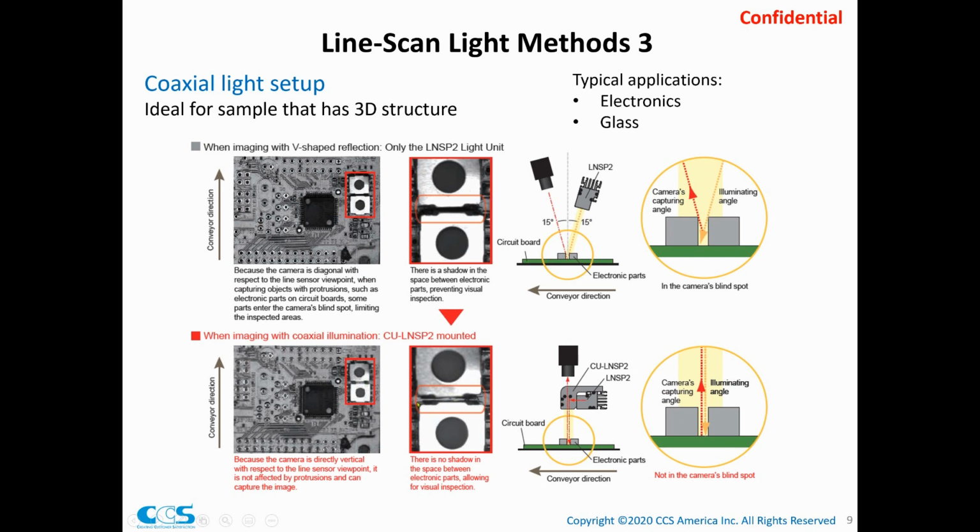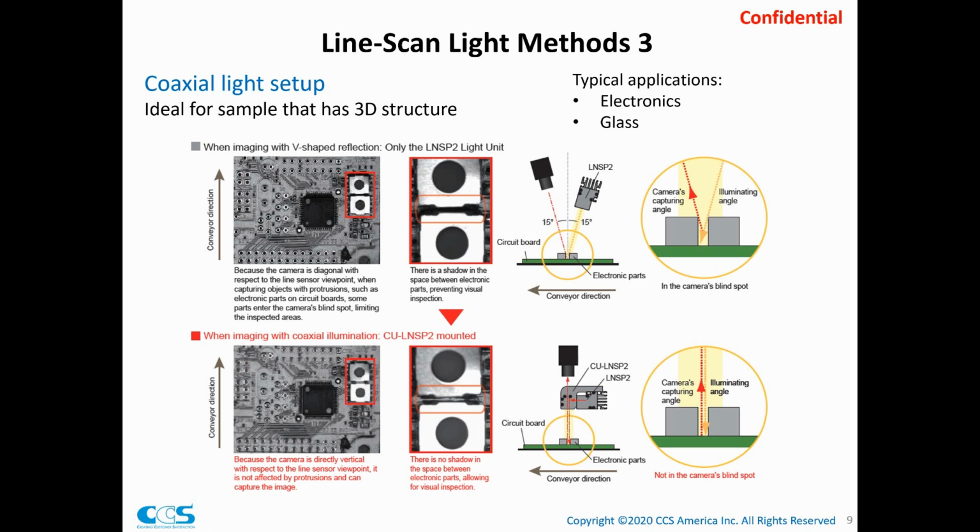Actually, not only the gap, once we have a tall sample and we have an angle for the light or camera, we will create some shadow on one side of the top component. So for all the samples that have a 3D structure, normal front light is not going to work well. We create a lot of noise. We will need to go with the on-axis.